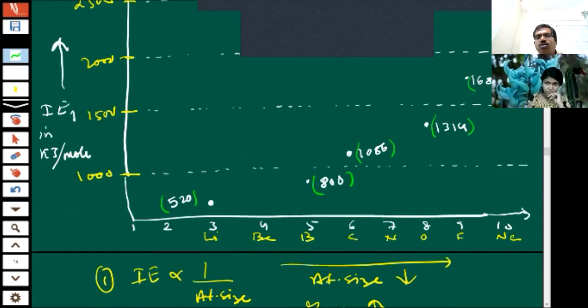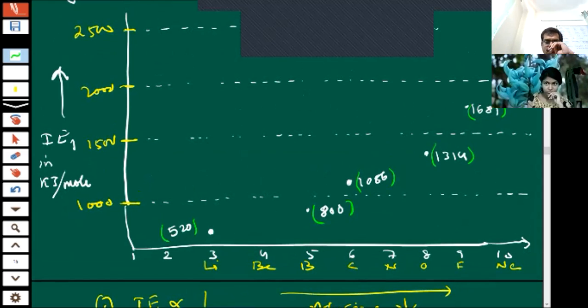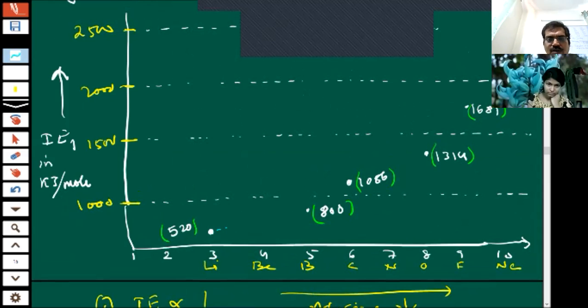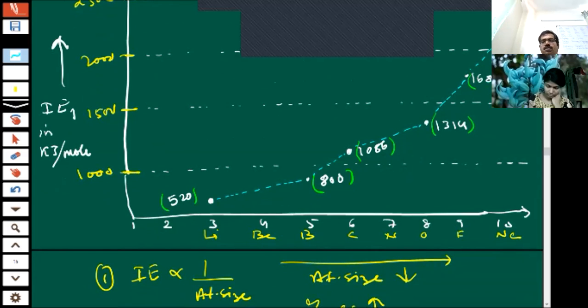Okay. So see, a proper graph is there. See, it keeps on increasing. Though it is not straight, it keeps on increasing. See, it is increasing or not? Increasing. Okay. It means as the atomic size decreases, ionization energy increases.